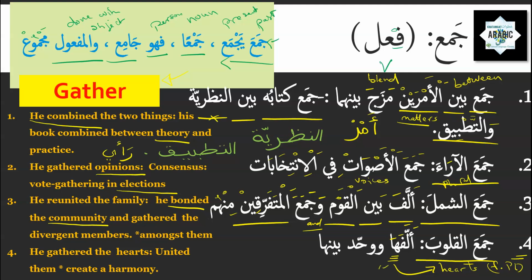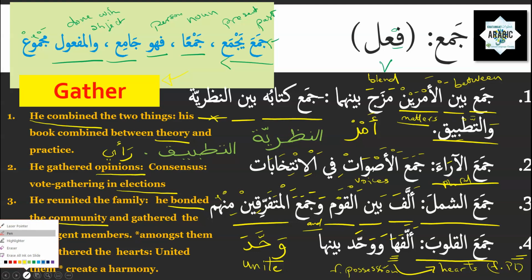That's why you have a feminine possessive pronoun. ألفها, possession or reference. He bonded or united them. And it also refers to the verb وحد, and I'll write it here. وحد, unite. And if you've heard of الأمم المتحدة, the United Nations, I'll write it up here.